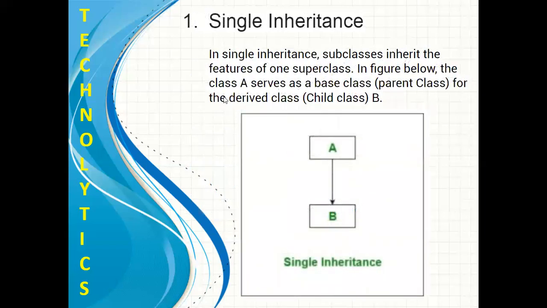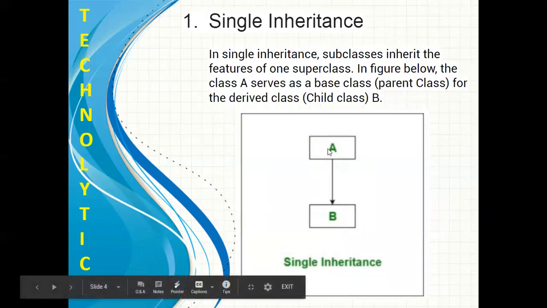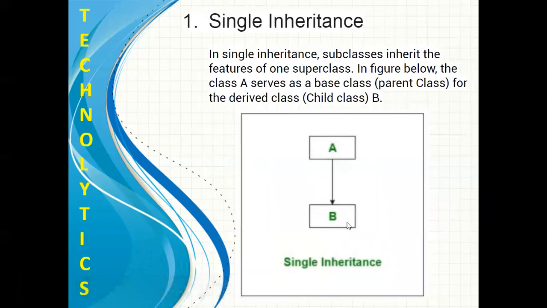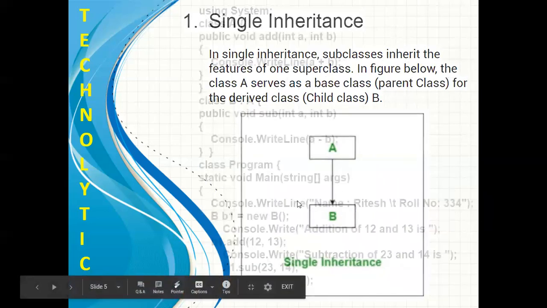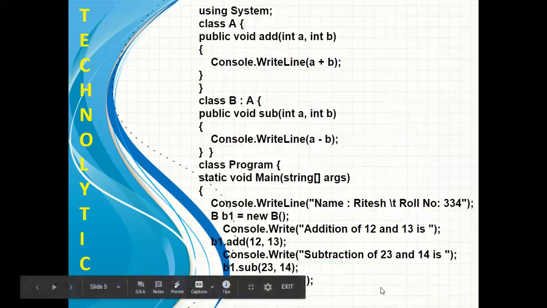Number one, single inheritance. In single inheritance, subclasses inherit the features of one superclass. In the figure below, the class A serves as a base class, that is parent class, for the derived class, that is child class B. So here you can see A is a superclass and B is a child class or derived class. This type of inheritance we call single inheritance. Let's understand the concept of single inheritance with the help of this program.